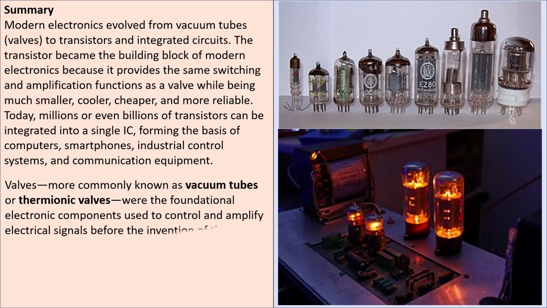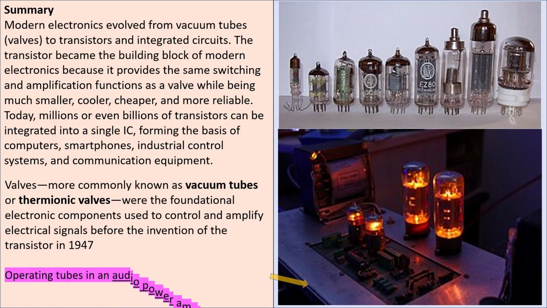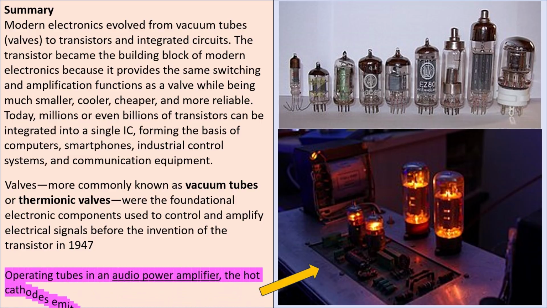Valves, more commonly known as vacuum tubes or thermionic valves, were the foundational electronic components used to control and amplify electrical signals before the invention of the transistor in 1947. Operating tubes in an audio power amplifier, the hot cathodes emitting their distinctive red-orange glow. Integrated circuits.